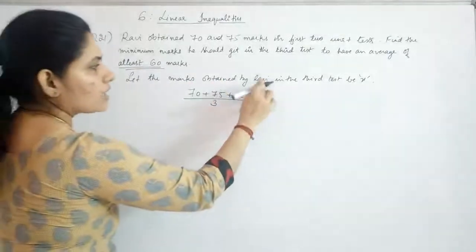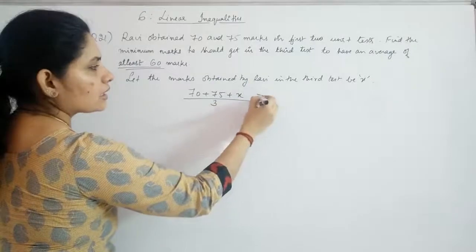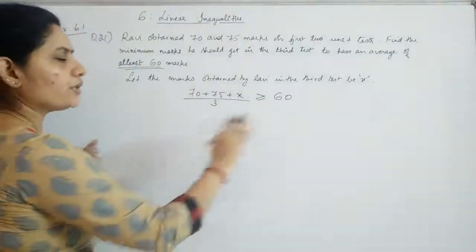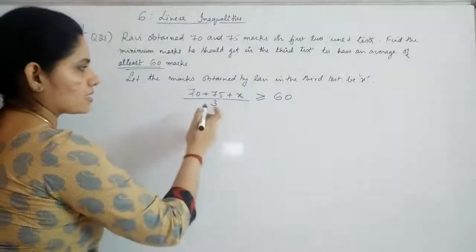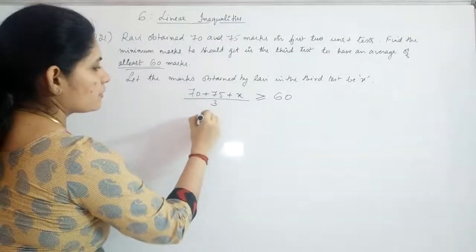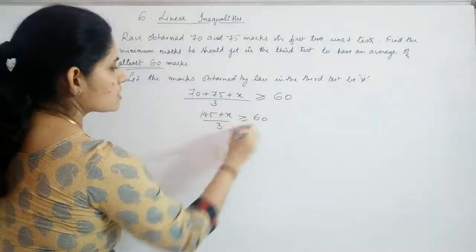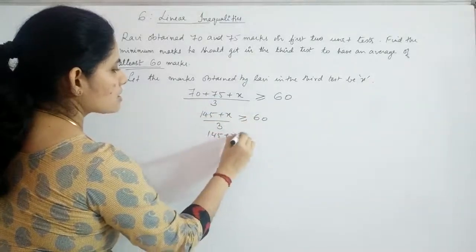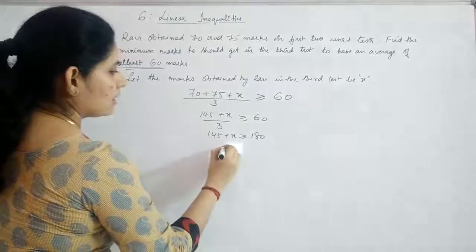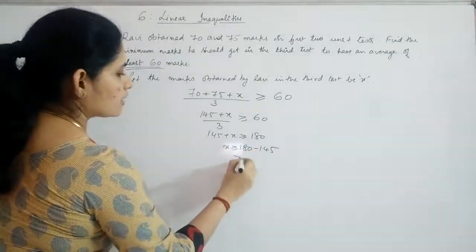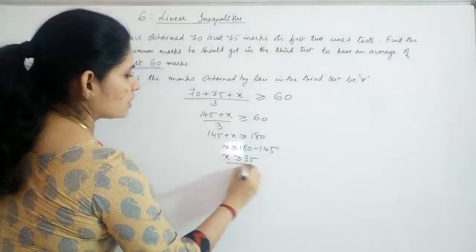Okay, so the average should be at least 60, means should be greater than or equal to 60. Now you have to solve this and get what should be x. So this 70 plus 75 will give you 145 plus x divided by 3 greater than or equal to 60, or 145 plus x is greater than or equal to 180. X is greater than or equal to 180 minus 145, that is x is greater than or equal to 35.